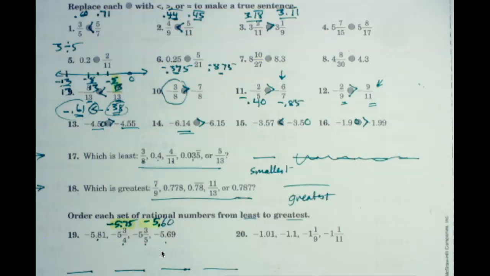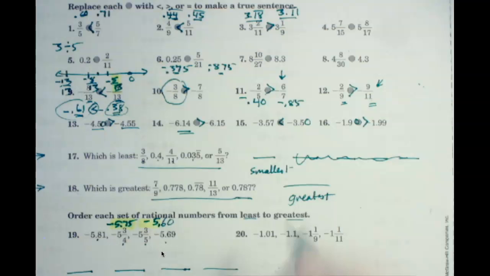So now let's just take a look at these. Which one of these is closest to 0? Well, they've all got 5 at the front, so let's just look at the last ones. We've got 81, 75, 60, and 69. Oh my gosh, sorry about that, it looks like the greatest one is 60.